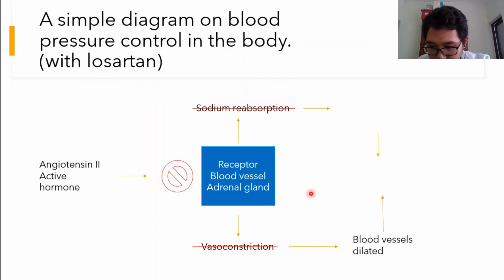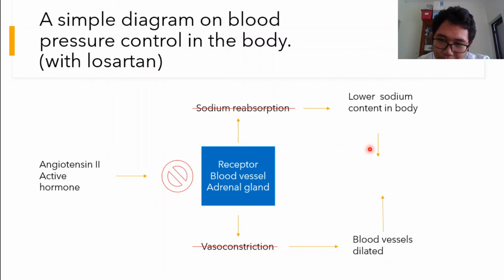The blood vessels will be dilated because there is no vasoconstriction, which means there is more blood flow allowed. And since there's no sodium reabsorption, you have a lower sodium content in your body. Since blood vessels are dilated, there is less resistance in your blood vessels, and there's less sodium in your body, you have a lower blood pressure. So this is actually how it helps lower blood pressure in hypertensive patients.